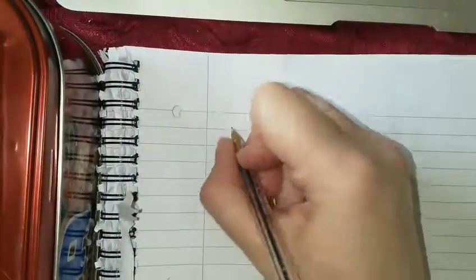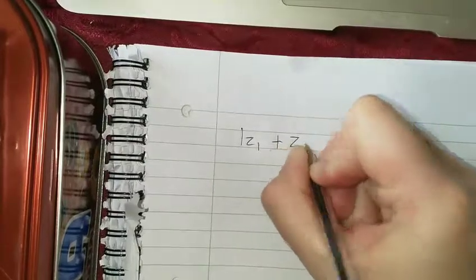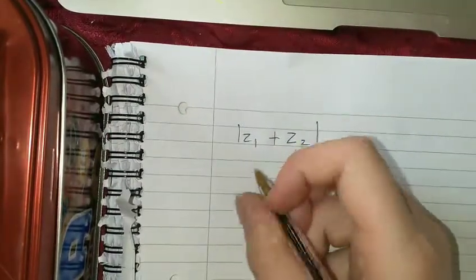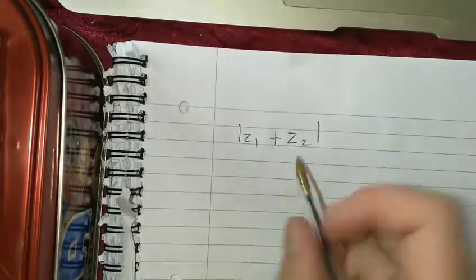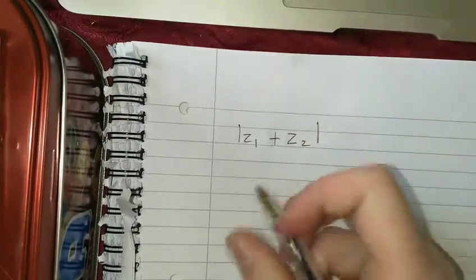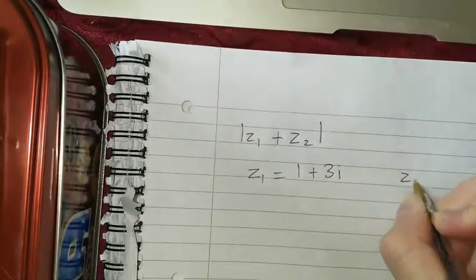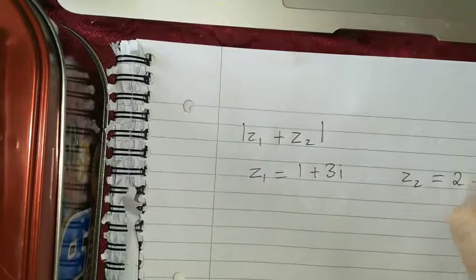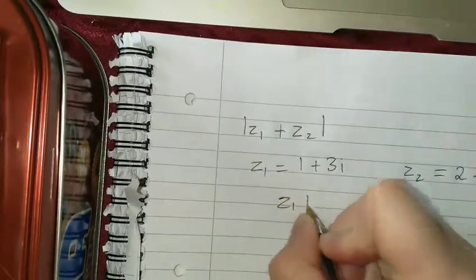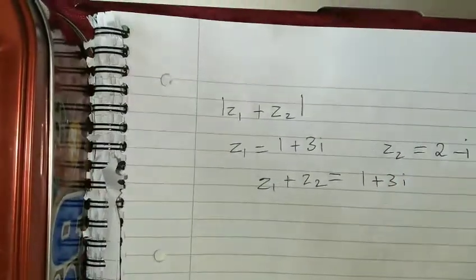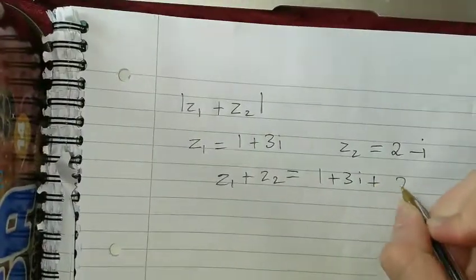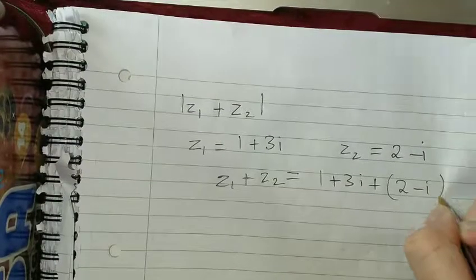But we were asked to investigate if that's equal to the modulus of Z1 plus Z2. So firstly, I'm going to have to add Z1 and Z2 and then get the modulus. So I do what's in the bracket first and then get the modulus of that. So Z1 is 1 plus 3i, Z2 is 2 minus i. So Z1 plus Z2 will be 1 plus 3i plus 2 minus i.